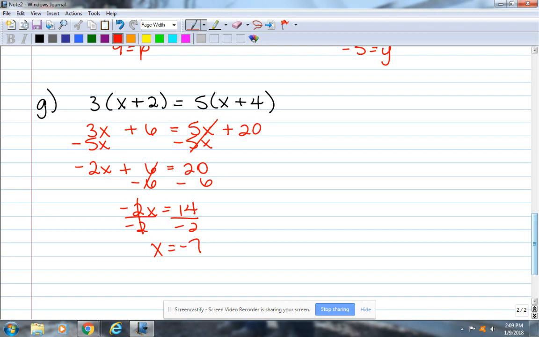All right, let's make it a little bit more difficult. Slightly. Problem H, we're going to say 4 parentheses 2x minus 9. Not an equal sign there. Plus 5 equals negative 3 parentheses 10 minus x. Sorry, I'm kind of scrunched up over there on the end. So it's a little bit complicated. What do you think is the first thing we're going to do, though?